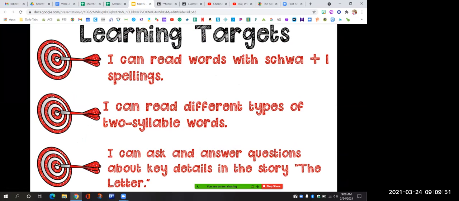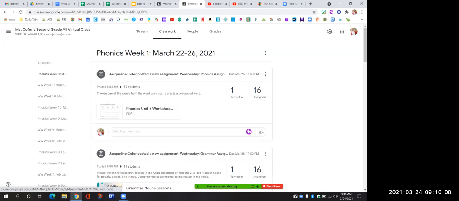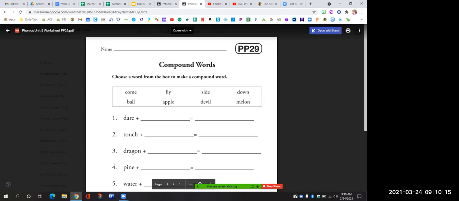Learning targets today were: I can read words with the schwa and the ol spelling. I can read different types of two-syllable words, and I can ask and answer questions about key details in the story. And we did all of that. In phonics today, you do not have a worksheet like what we did, but you do have this one about compound words. And I gave you a little thing also with Wit and Wisdom about compound words.